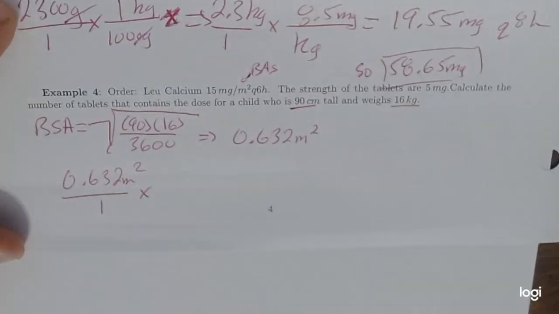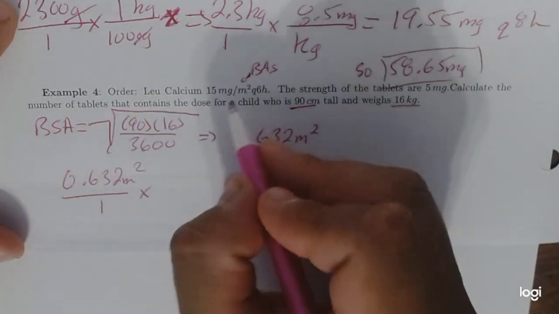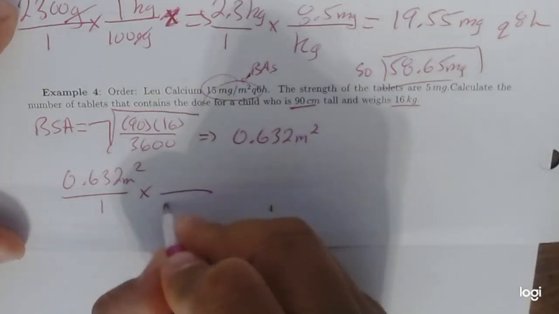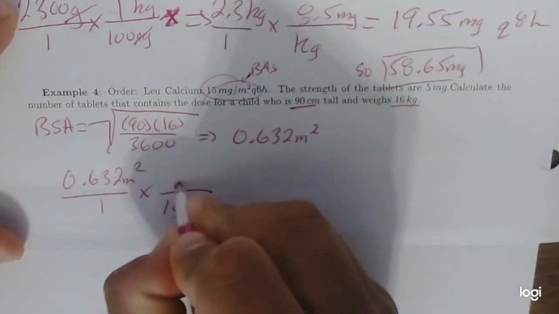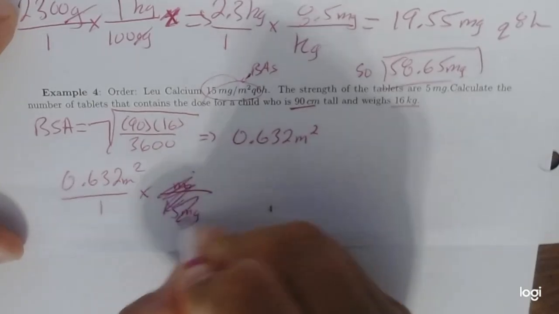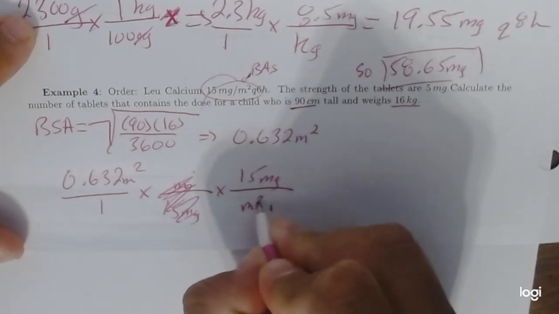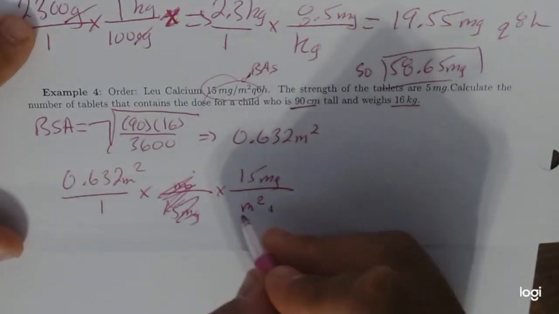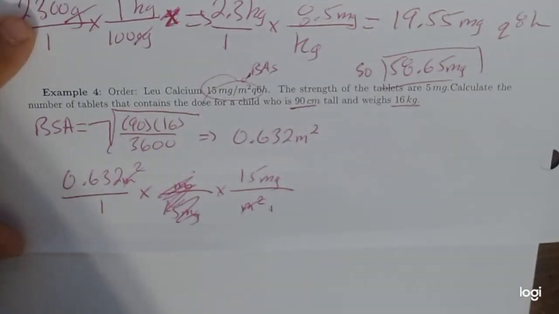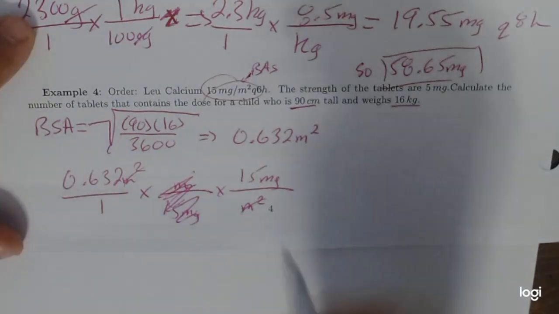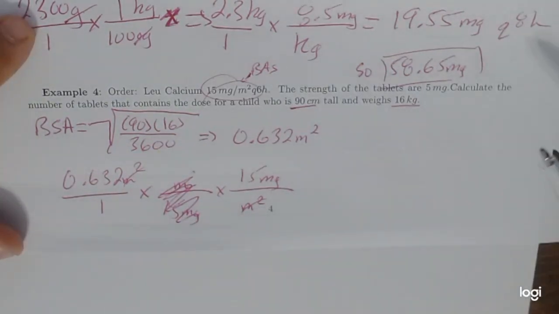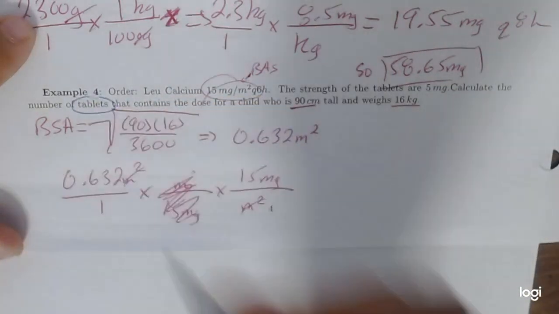So starting here, now we go through our process. How do we get rid of m squared? We use our order. Okay, so these cancel. All right, now this is milligrams, and we wanted what? The number of tablets, right? We wanted how many tablets there are.